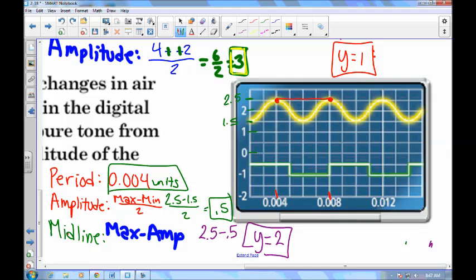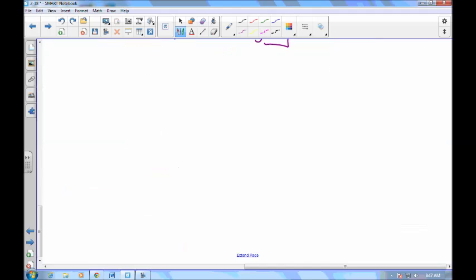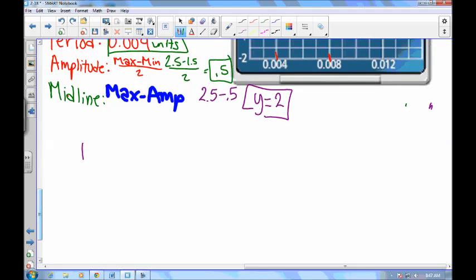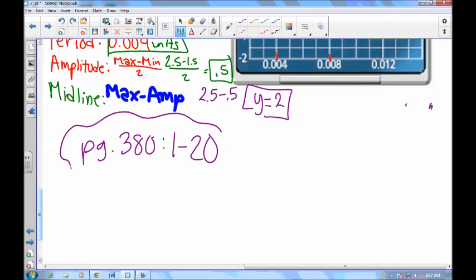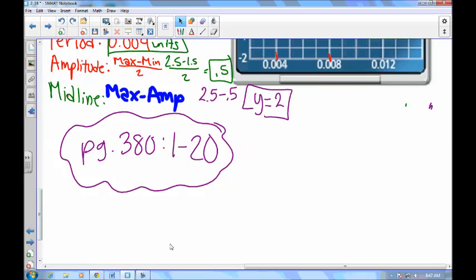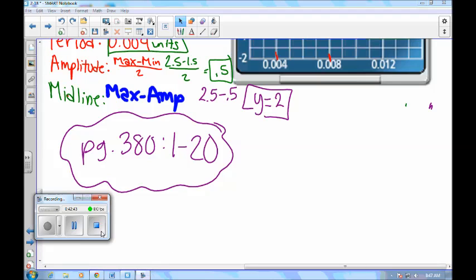Okay, here's your assignment then. Page 380, numbers 1 through 20. However, guys, this is in a new book. I don't know if you noticed, but your natural log assignment was the last section. So for the rest of the class, we need to quickly check out these books. Okay, so let me stop this really quick.